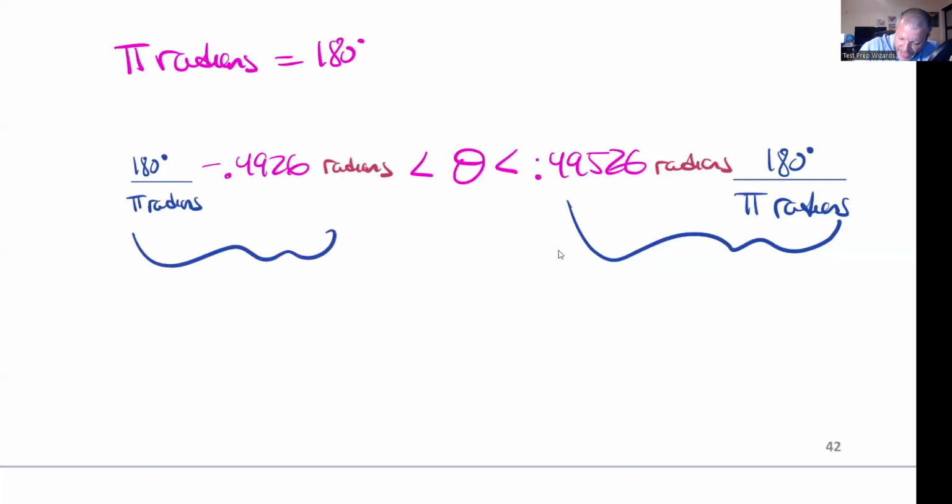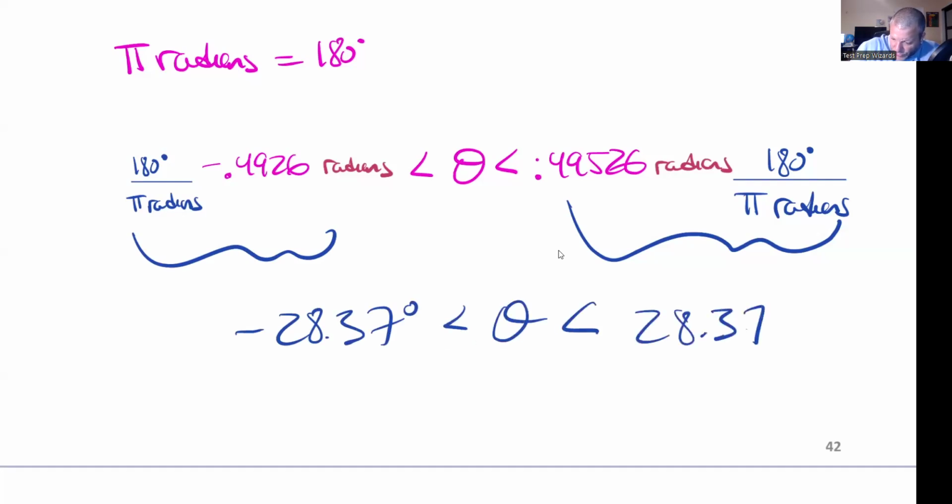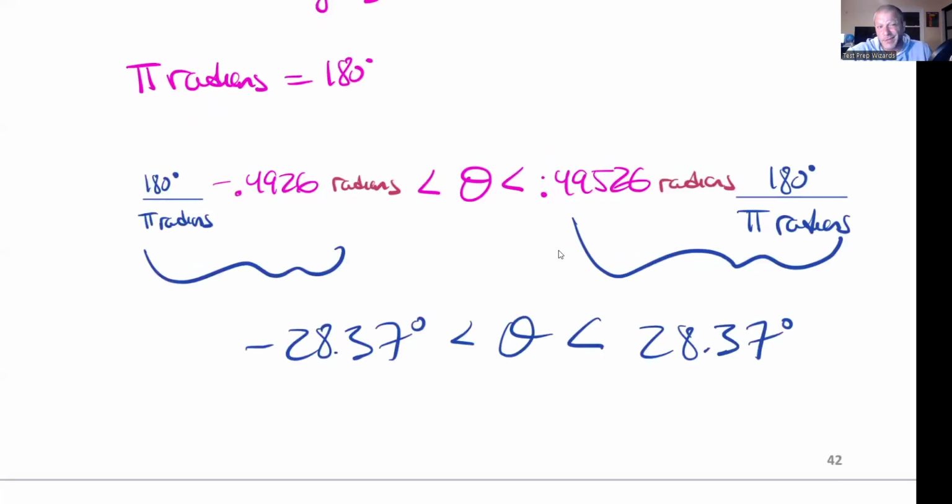So this is about negative 28.37 degrees. Our angle, positive 28.37 degrees. So what we've just shown is that the sine of theta is roughly equal to theta whenever we're between like negative 28 to positive 28 degrees.